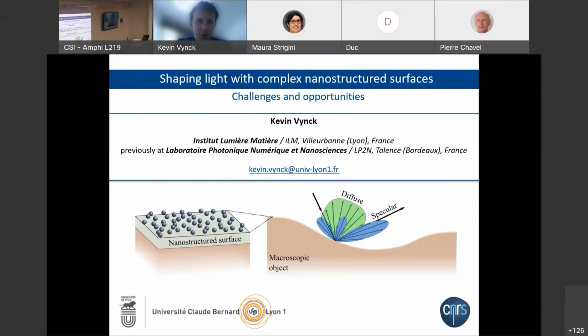This presentation will be about what I call here these complex nanostructured surfaces. So these are basically disordered assemblies of nanoparticles that are deposited on a layered substrate or incorporated in a layered medium. And in particular, what is interesting with those systems is to understand how the structure can be engineered to control the scattering properties of the surface. And these can have interesting applications, as I will try to show.